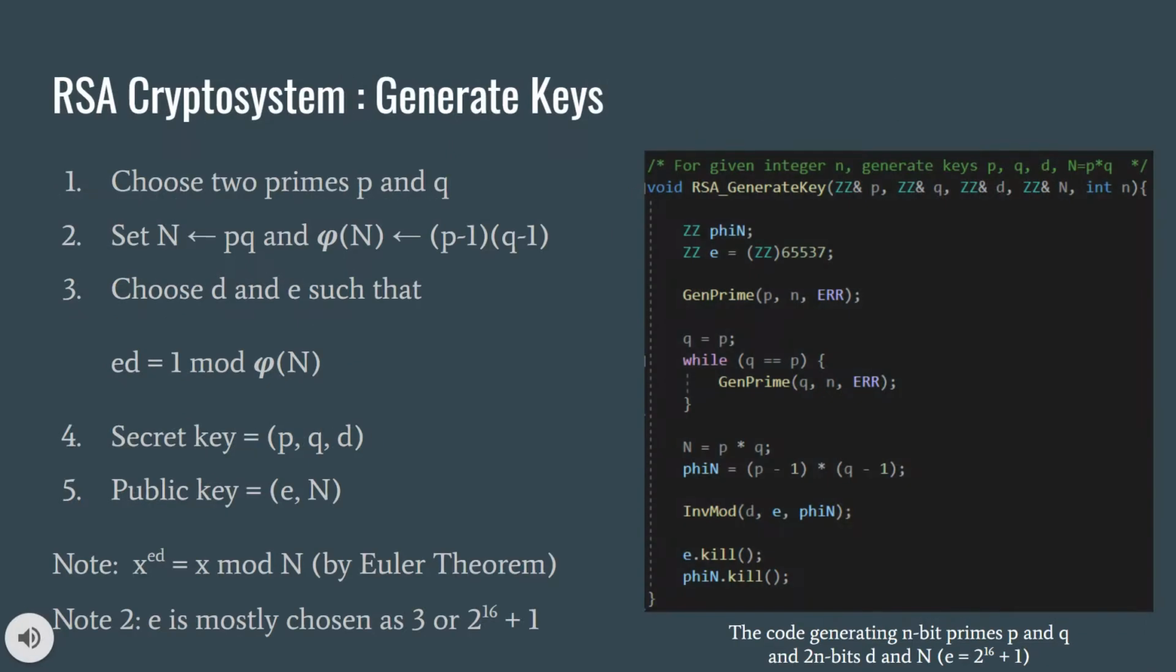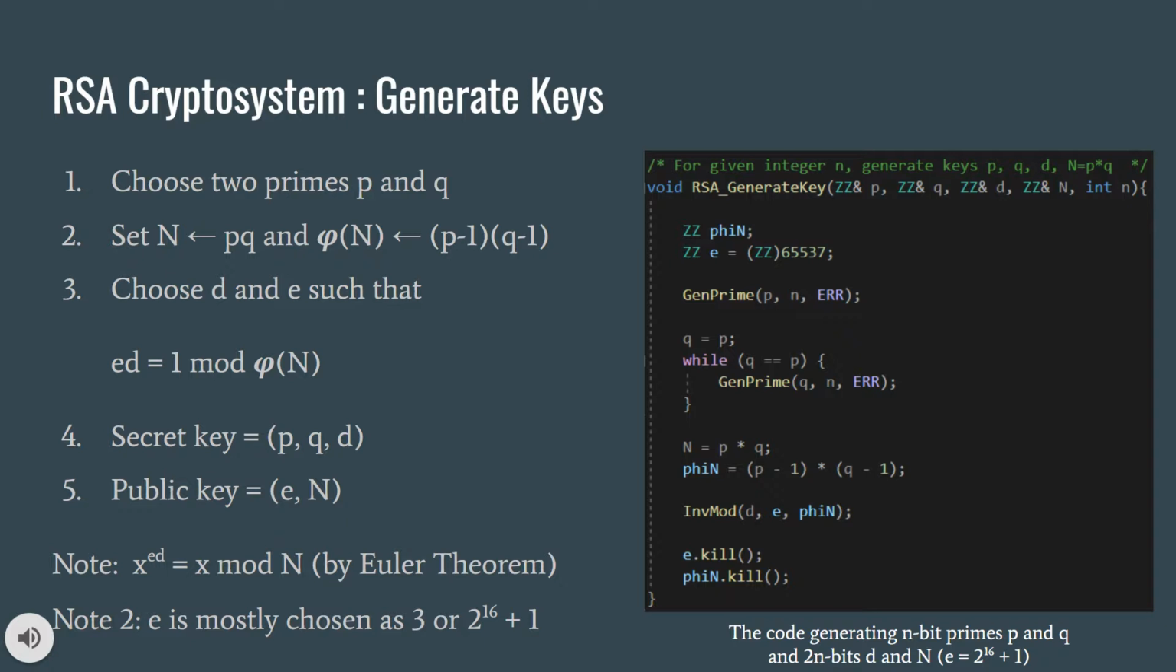RSA crypto system, generating keys. First, choose two primes p and q. Second, set n equals p times q, and phi of n is p minus 1 times q minus 1. We then choose d and e such that e times d equals 1 in modulo phi n. Now the secret key becomes p, q, and d, and the public key becomes e and n.